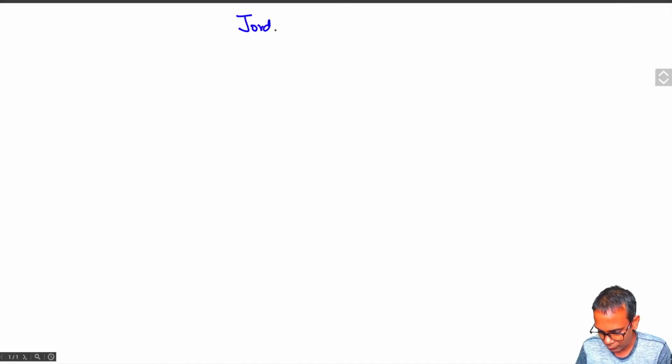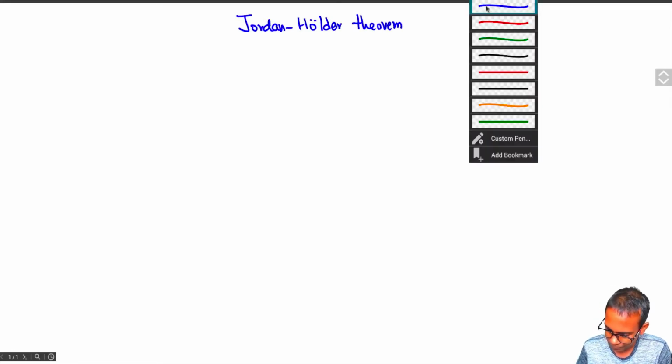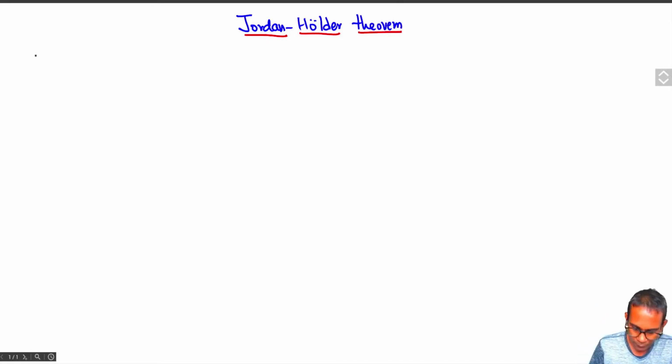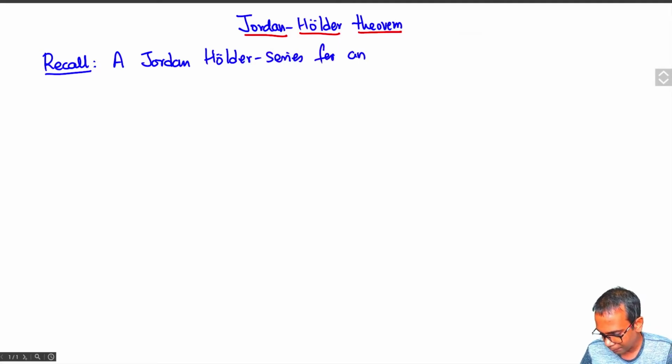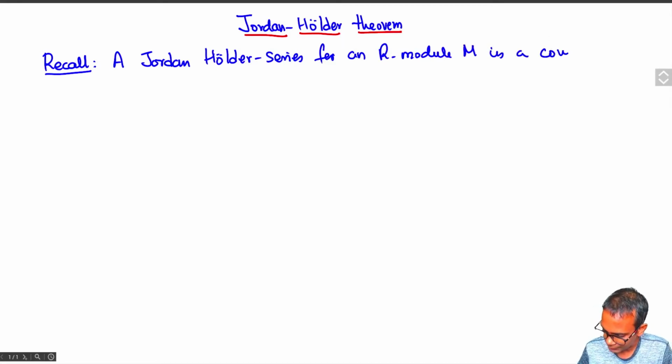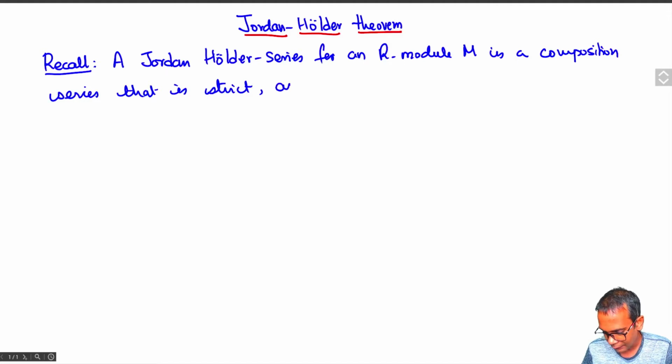In this lecture, I'm going to discuss the Jordan-Holder theorem. Recall that a Jordan-Holder series for an R module M is a composition series that is strict and has no strict refinement other than itself.